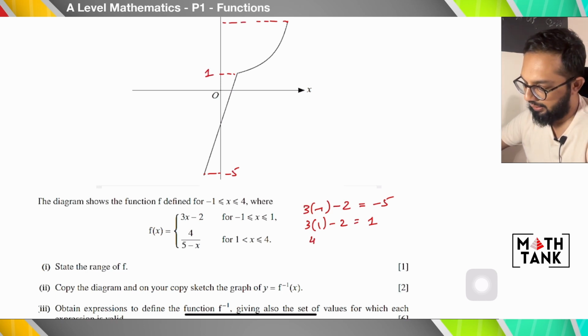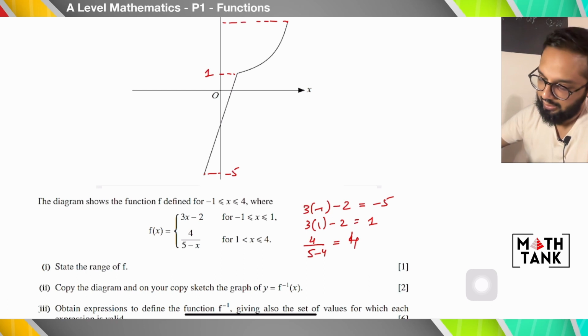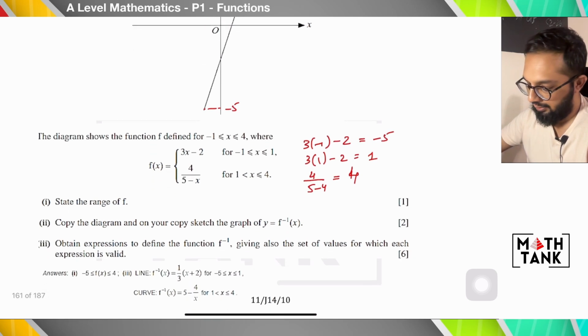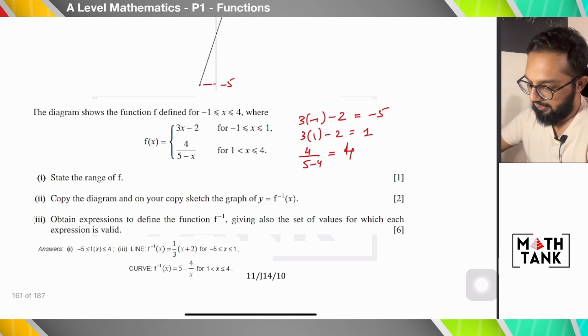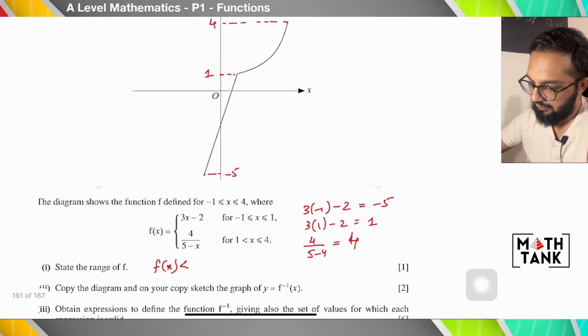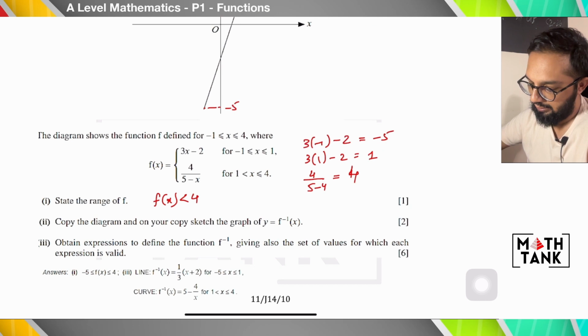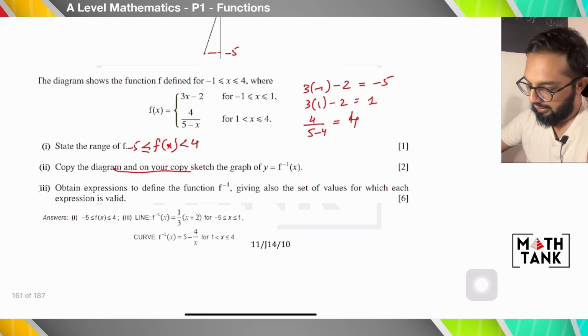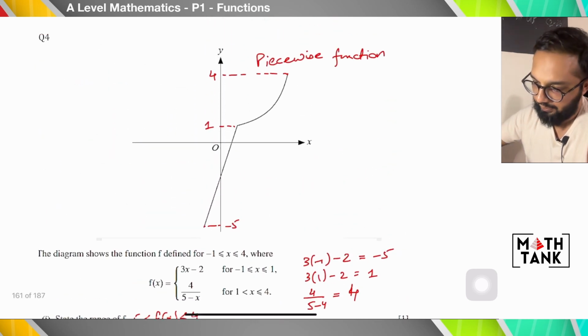And then for the endpoint on the line above, 5 minus 4 gives me 4. So I have this as 4. Okay. So the range of f is basically less than 4 and greater than minus 5. Copy on the diagram and on your sketch show y equals f inverse of x.